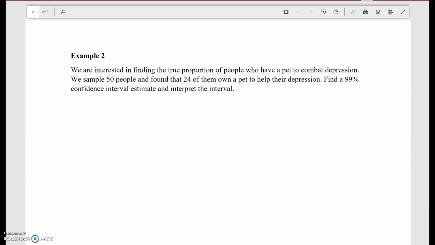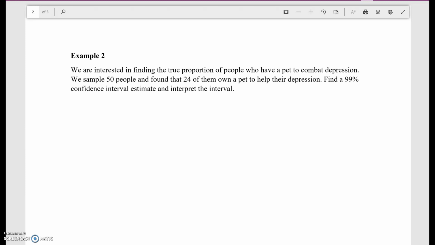Let's do another example. So here we are interested in finding the true proportion of people who have a pet to combat depression. So we sampled 50 people and found that 24 of them own a pet to help their depression. So find a 99% confidence interval estimate and interpret the interval. So if you want, you can go ahead and try it out based on the notes that you've been taking. And I'm just going to go ahead and do it.